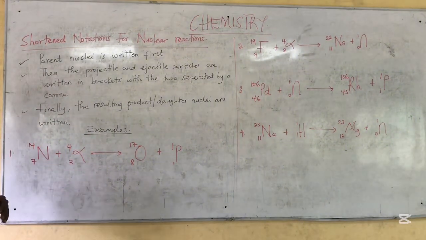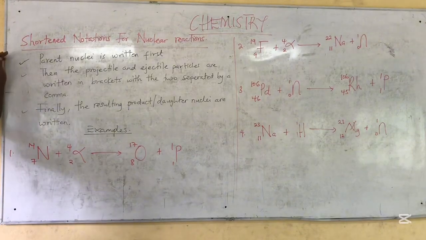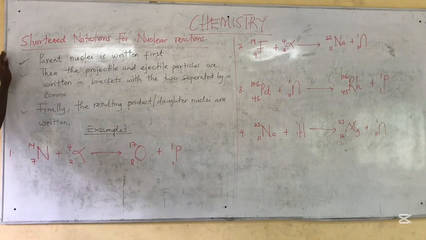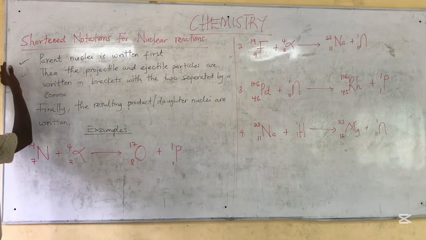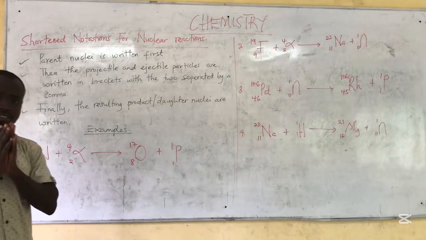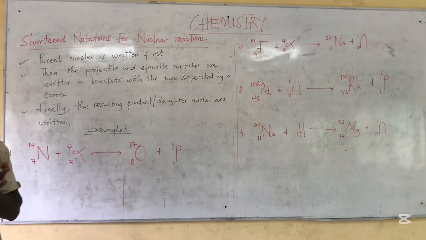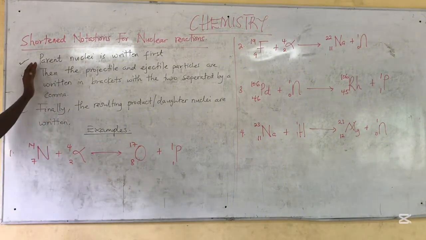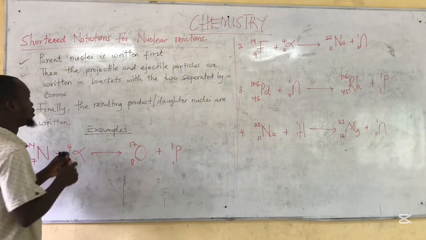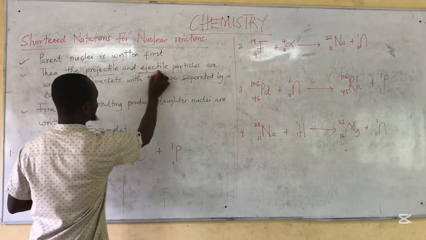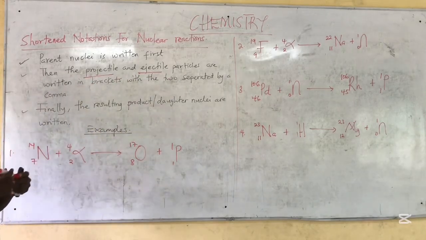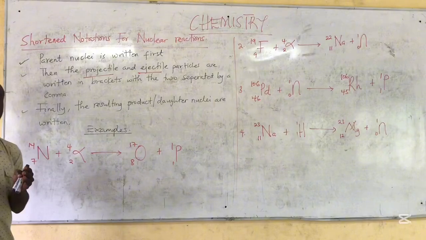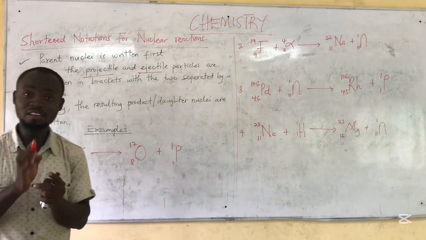So first of all, we have some things you need to know. Anytime you are given a nuclear reaction and you're asked to write a shortened notation for it, first of all, you write the parent nuclide. The parent nuclide is written first. Is that okay? Once you are done writing the parent nuclide, then the projectile and ejectile particles are written in brackets. The projectile particle is a particle that is bombarded with the parent nuclide. That is a projectile particle.